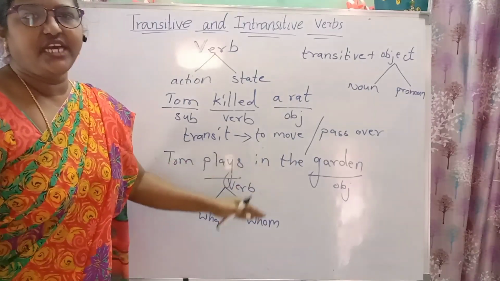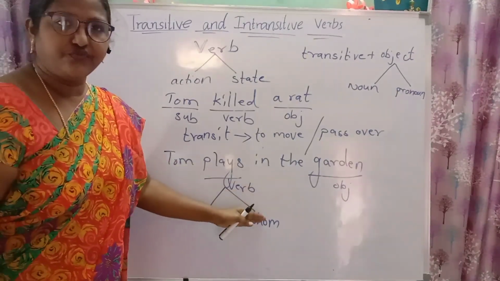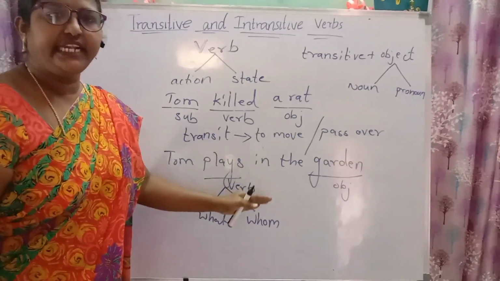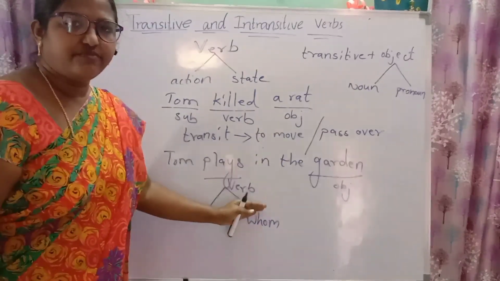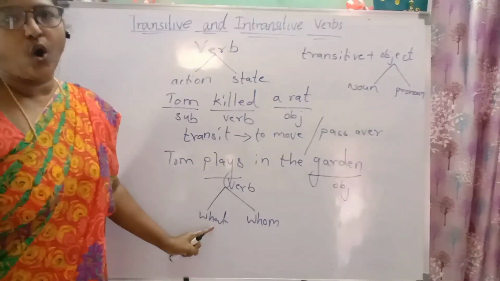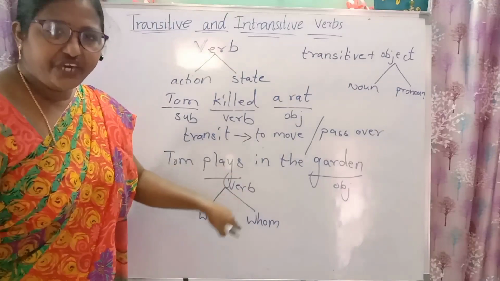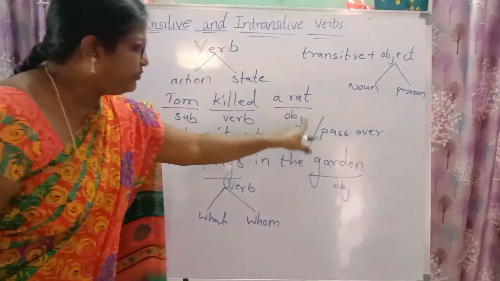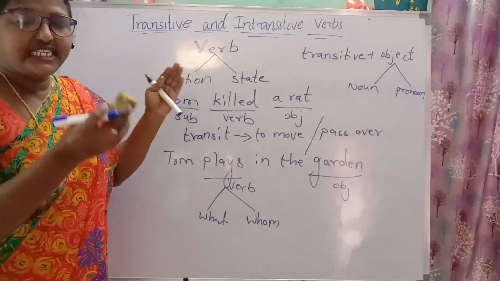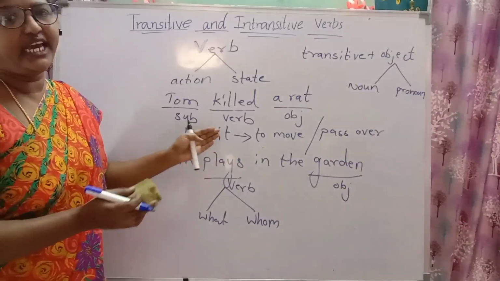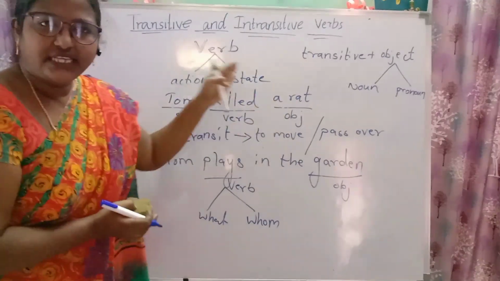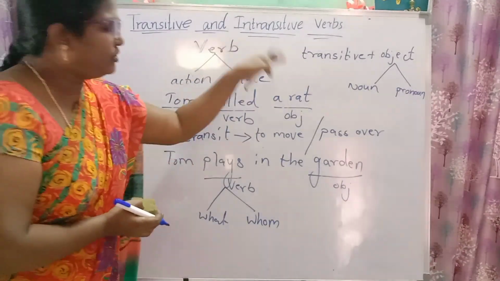So it is very easy to identify transitive verbs. How to identify them? We have to question the verb with the question words what and whom. If we get the answer object, then the verb is transitive. Transitive, transit meaning is to move. The action moves to the object. The action passes over to the object.